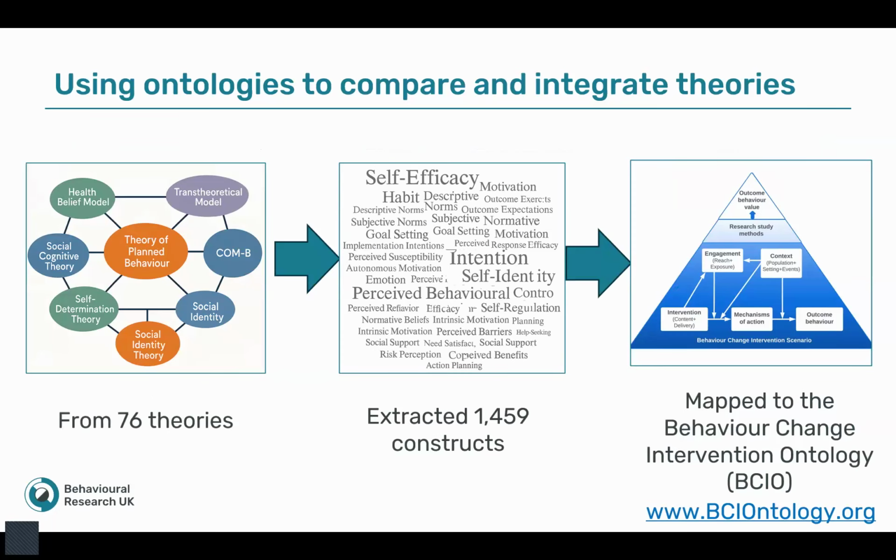So if you thought that we had a lot of theories, we have got even more constructs. Working with colleagues from the Apricot project and an interdisciplinary team of anthropologists, sociologists and computer scientists, we extracted almost 1,500 constructs from 76 theories of behaviour and behaviour change. So that's a lot of constructs to try to make sense of. So what we did is map each construct to the behaviour change intervention ontology, which allowed us to define every construct and its relationship in precise terms and with a computer readable ID. Next slide, please.